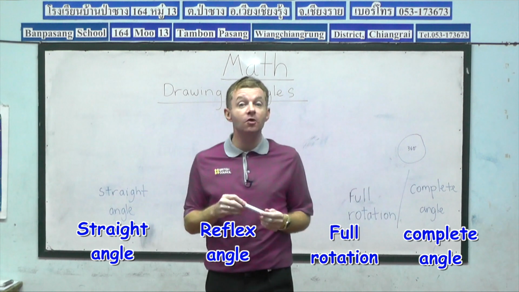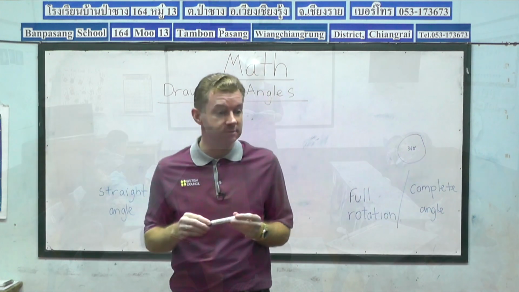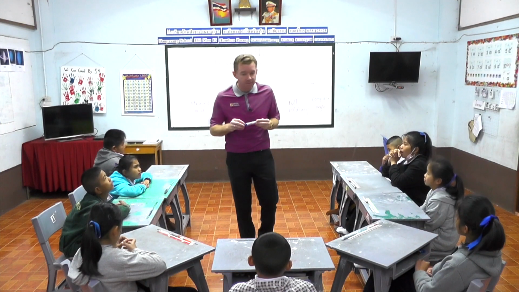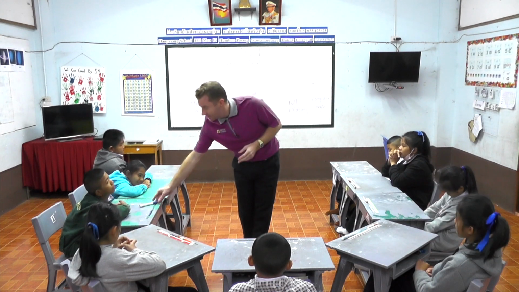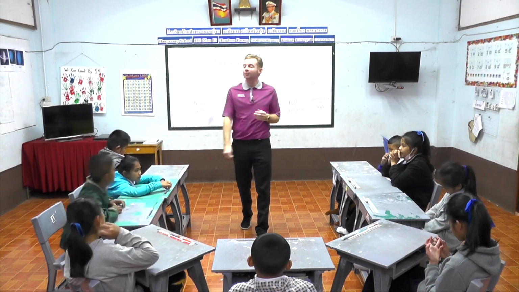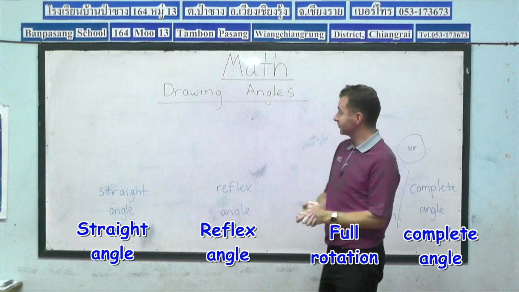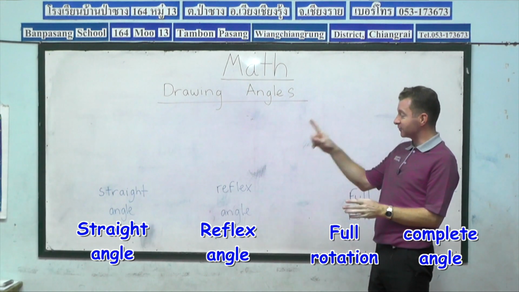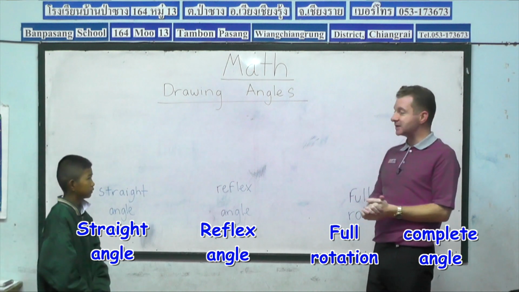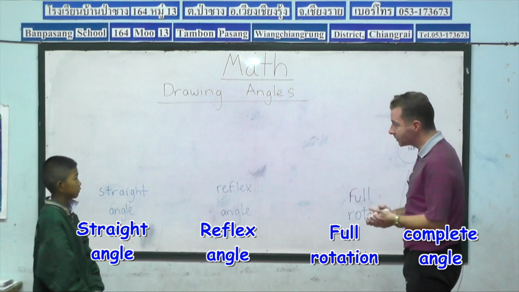Let's see who can do our next type of angles. Let's see, who wants to go next? I know. Pat, come and join me at the front of class. So now Pat has 2 different angles to choose from. He can choose the straight angle or the reflex angle. Pat, which angle would you like to draw?